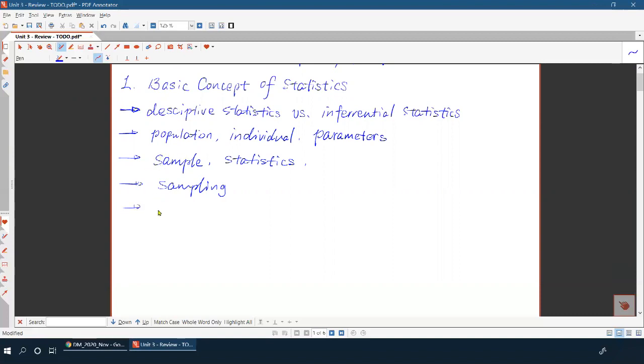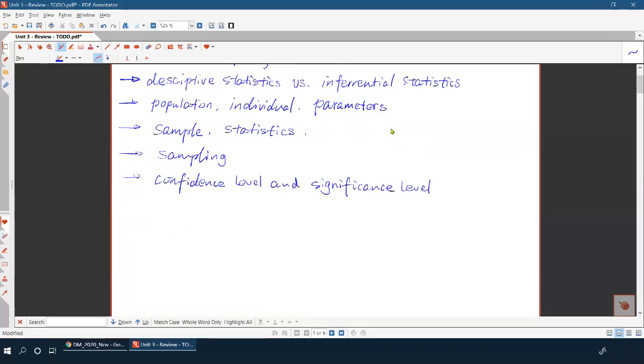Next, you need to know what is the confidence level. And what is the significance level. Okay.